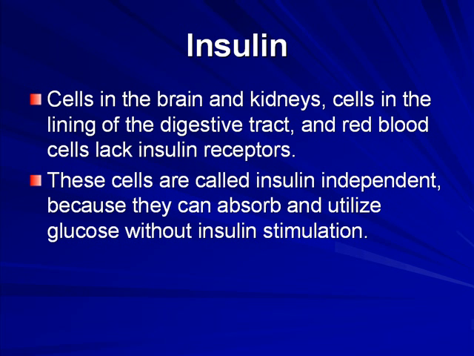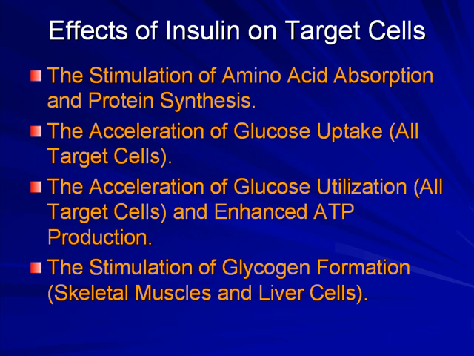Cells in the brain and the kidneys, also the heart, but the cells in the brain and kidney, the cells lining the digestive system, and red blood cells lack insulin receptors. These cells are called insulin independent because they can absorb and utilize glucose without insulin stimulation. These high priority areas and organs will absorb glucose directly and do not require insulin.